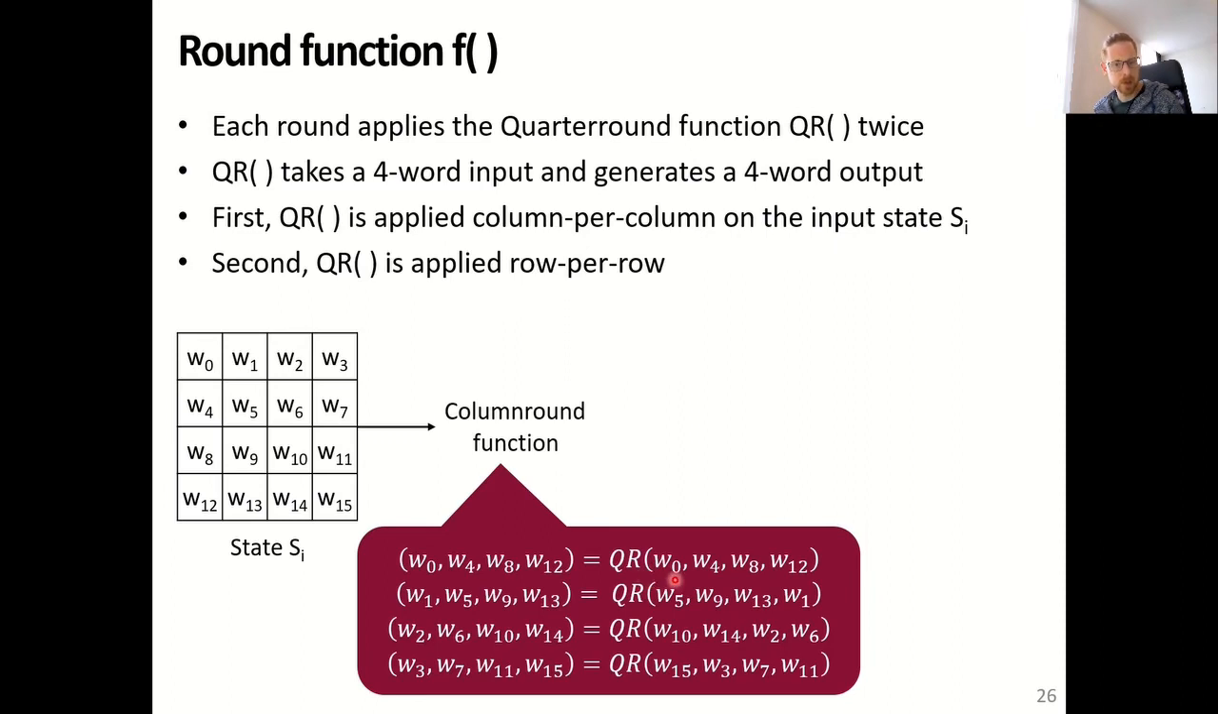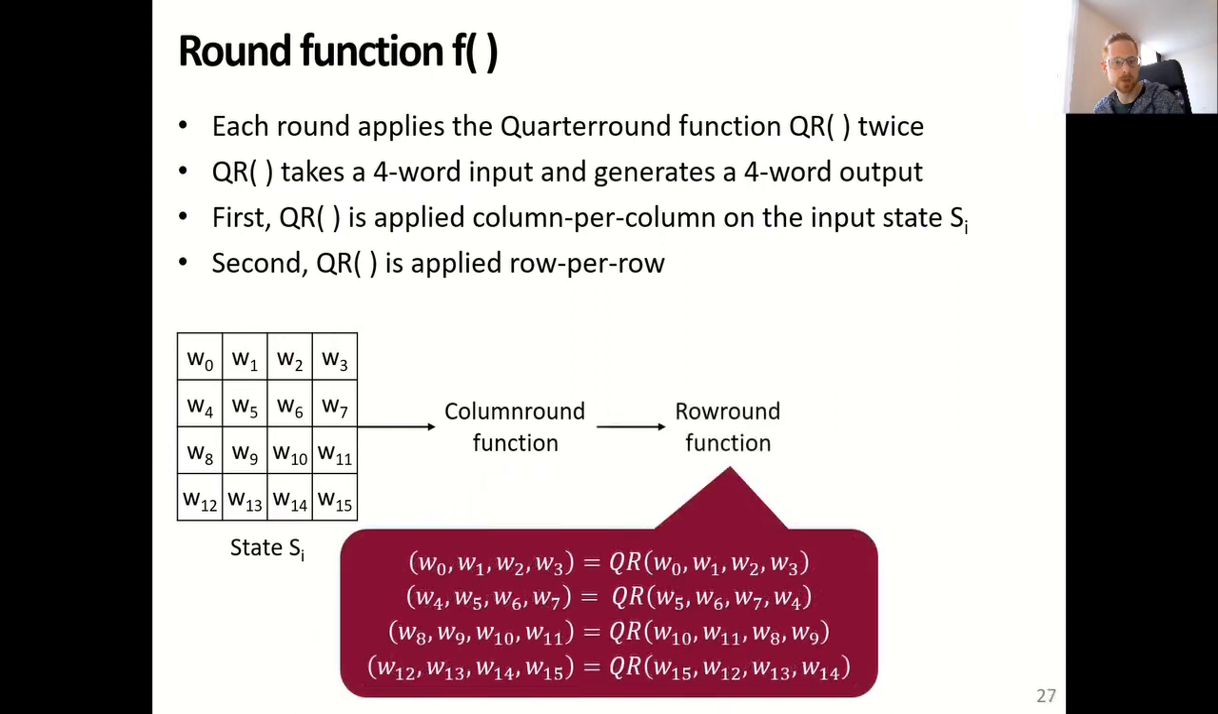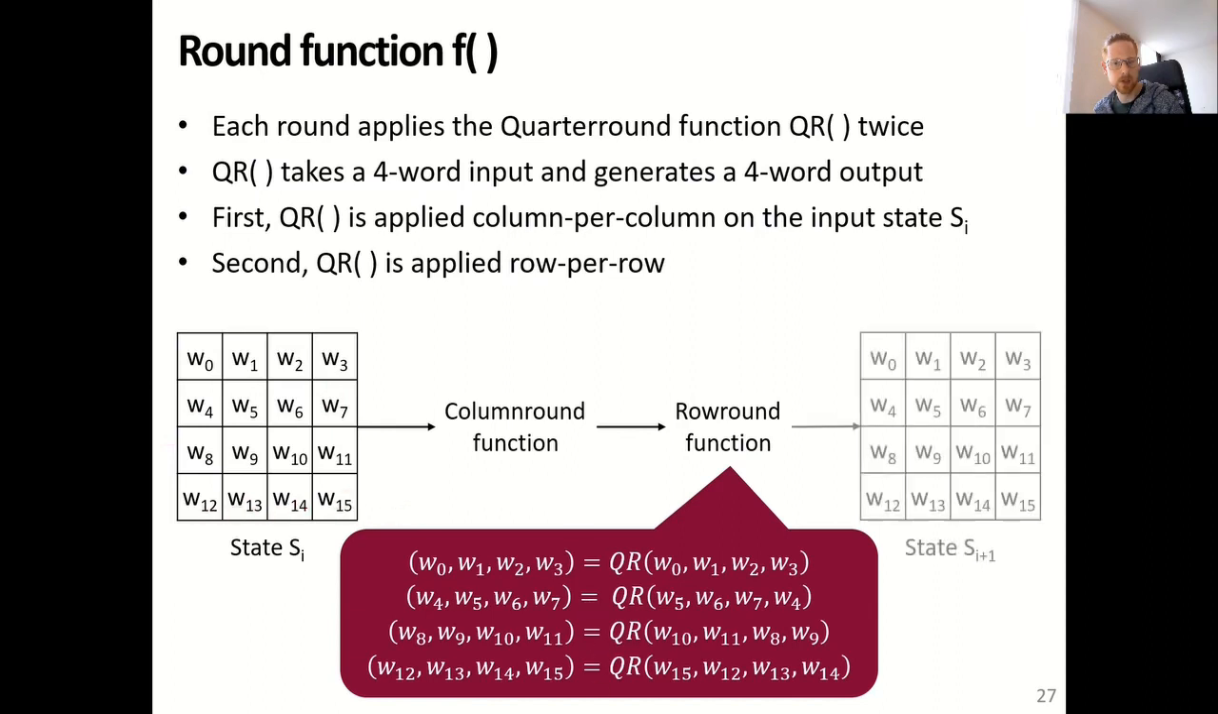at the start of the round, we apply QR column per column, so that means word 0, word 4, word 8, and word 12 are given as input to QR, and this generates a new word 0, 4, 8, 12. Same is done for the second column, the third column, and the fourth column. Next is the row round function, which repeats this, but per row. So first, QR is applied to word 0, 1, 2, and 3, and the same for the second row, the third row, and the fourth row. Finally, the output of this becomes our next state Si+1.